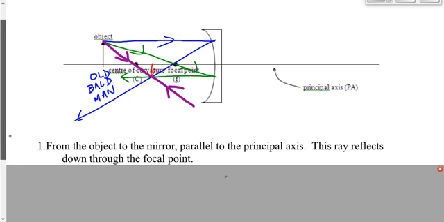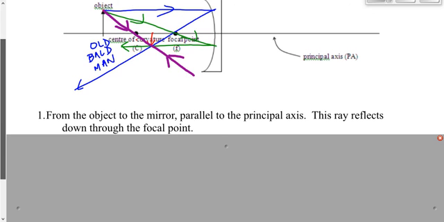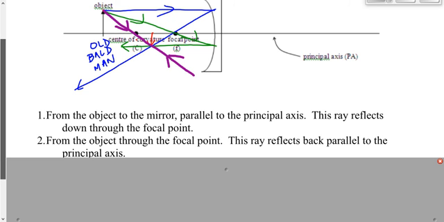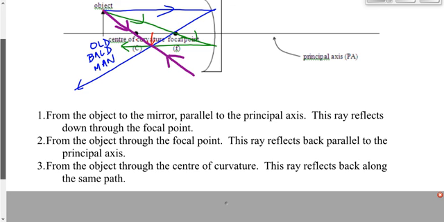So the first ray you see here is from the top of the object to the mirror, parallel to the principal axis, reflects back through the focal point. The second one is through the focal point, parallel to the principal axis. And the third one is from the top of the object, through the center of curvature, and then it reflects back upon itself along the same path as it took when it was going towards the mirror.